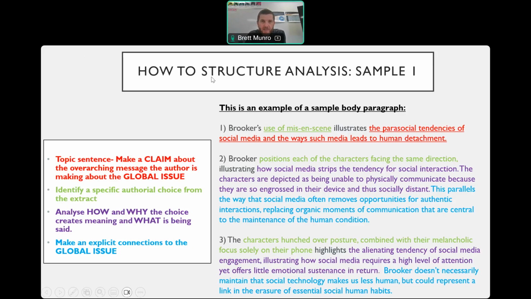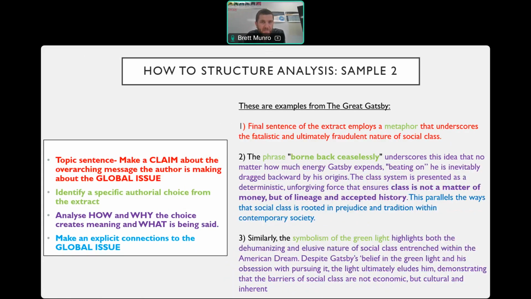Let's look at a second example. This is from The Great Gatsby. Again, in our topic sentence, we're explicitly referencing an authorial choice, connecting into the topic sentence, that makes a claim about the overarching message the author is making. Here it is in one. The final sentence of the extract employs a metaphor that underscores the fatalistic and ultimately fraudulent nature of social class.